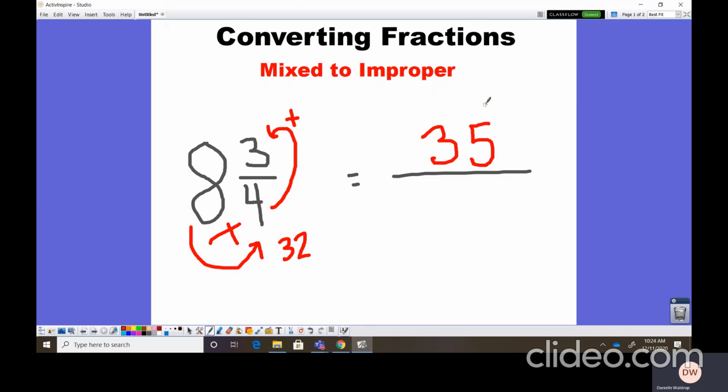That becomes your numerator over here. And remember, your denominator stays the same. It does not change. So your mixed number of 8 3/4 became 35/4.